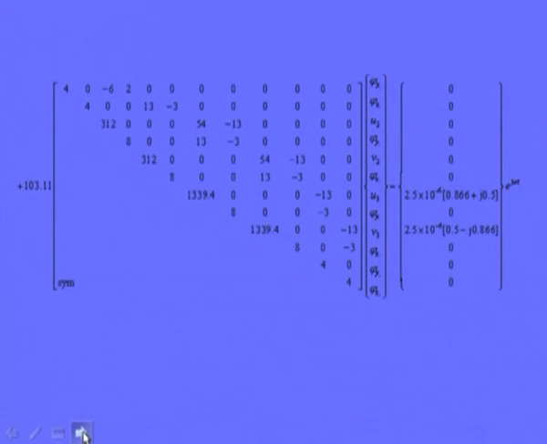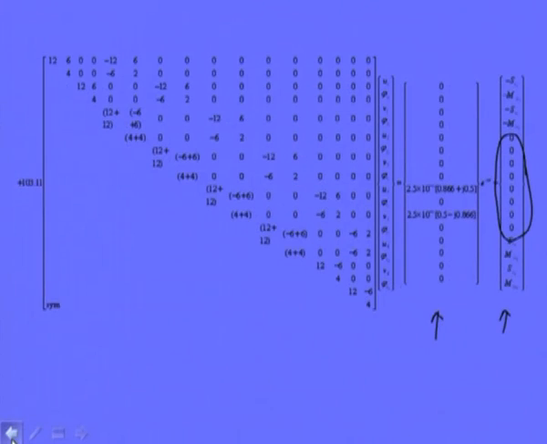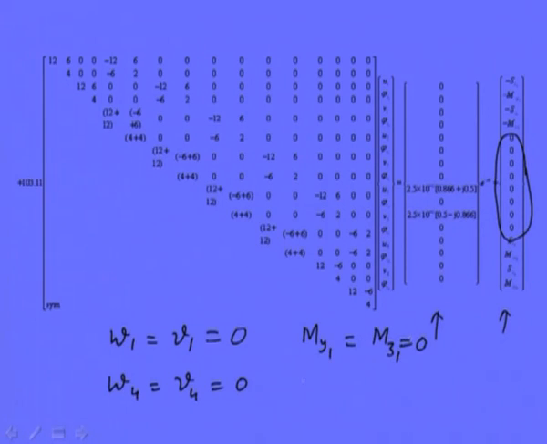Now we will be applying the boundary conditions. We know what the boundary conditions are. That is, at node 1 we have W1 and V1 equal to 0, and at the last node we have both the displacements in the horizontal and vertical directions 0. Similarly, the moments in the two directions at node 1 are 0, and at node 4 are also 0.